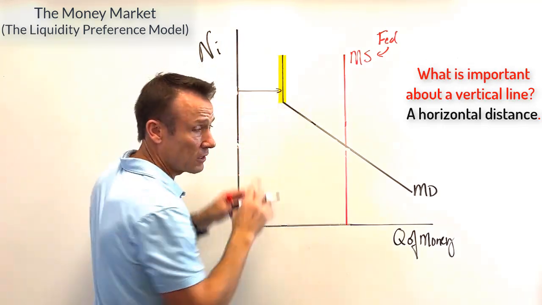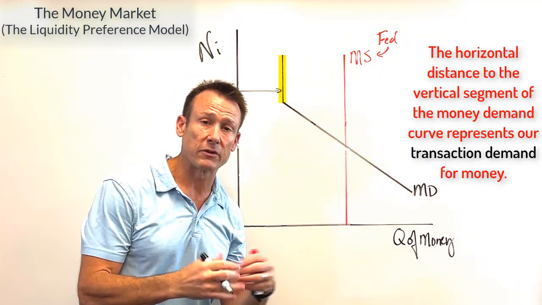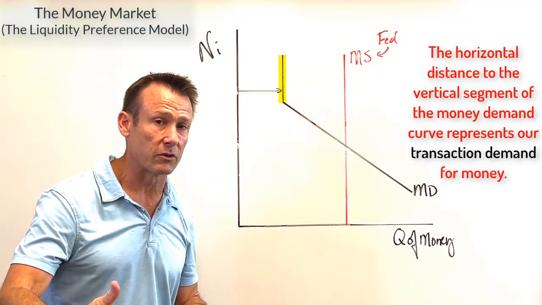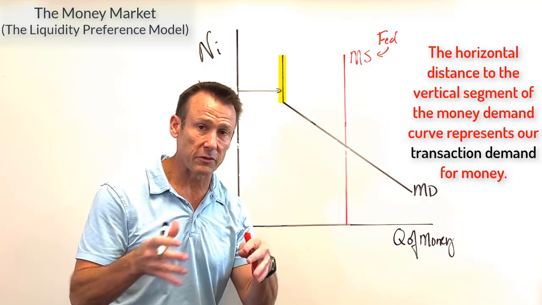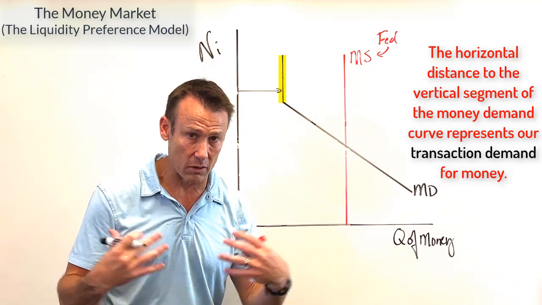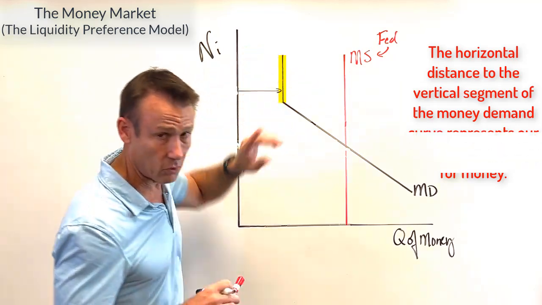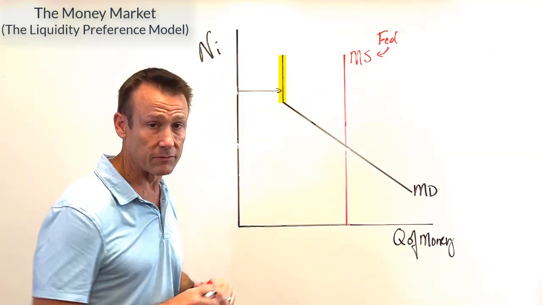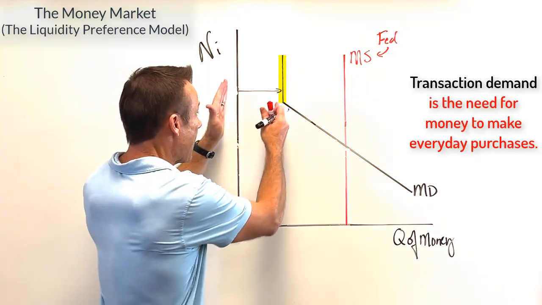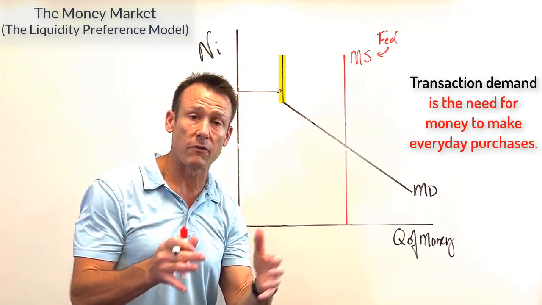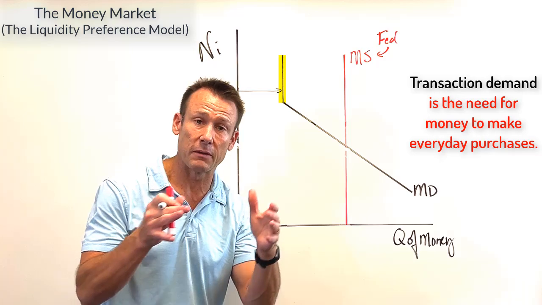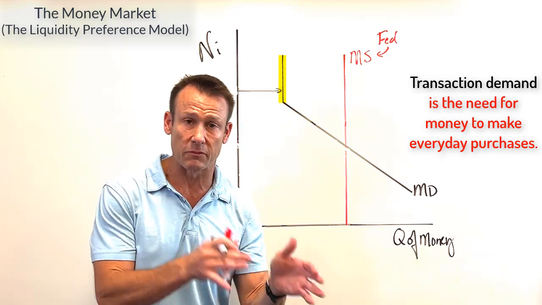So this horizontal distance is our demand to do our basic transactions in life: pay our rent, pay our utility bill, pay our grocery bills, do the things that we have to do to sustain our life. It's vertical because it is not sensitive to the nominal interest rate. We have to hold a certain portion of our wealth as money because we have to pay our utility bill and our rent and those types of things.